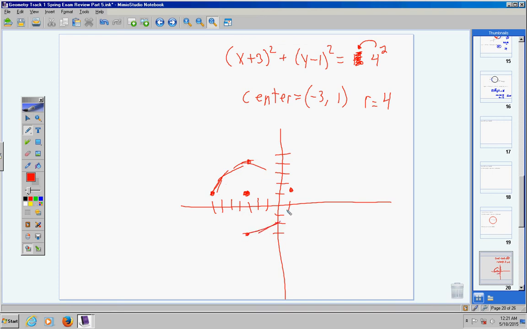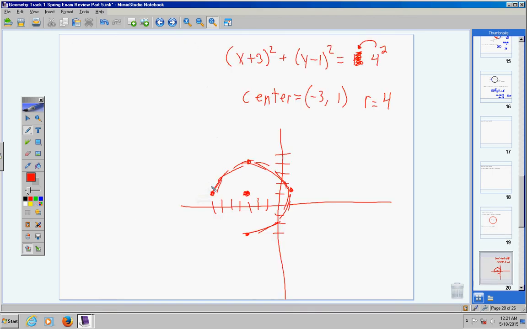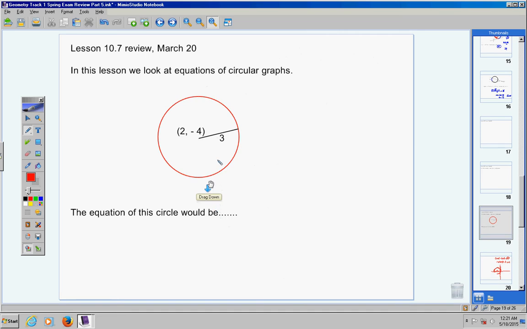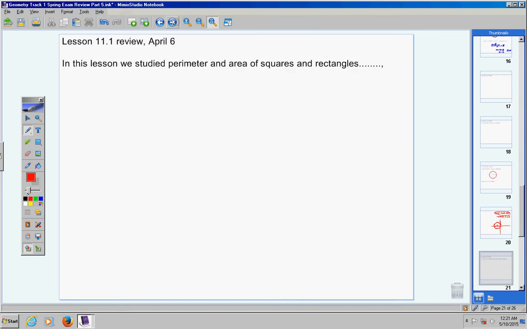But this would be a rough sketch of the circle of this equation right here, okay? Alright, so there we go. Pretty simple, not too bad. Now, we're going to go through chapter 11 pretty quickly, guys, okay?